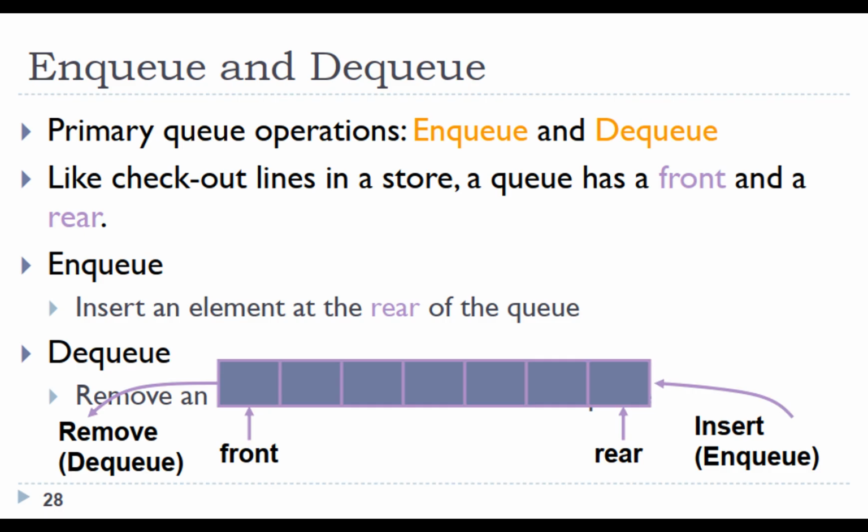Enqueue and dequeue are the primary queue operations. Like checkout lines in a store, a queue has a front and a rear. Enqueue: insert an element at the rear of the queue. Dequeue: remove an element from the front of the queue. 28.